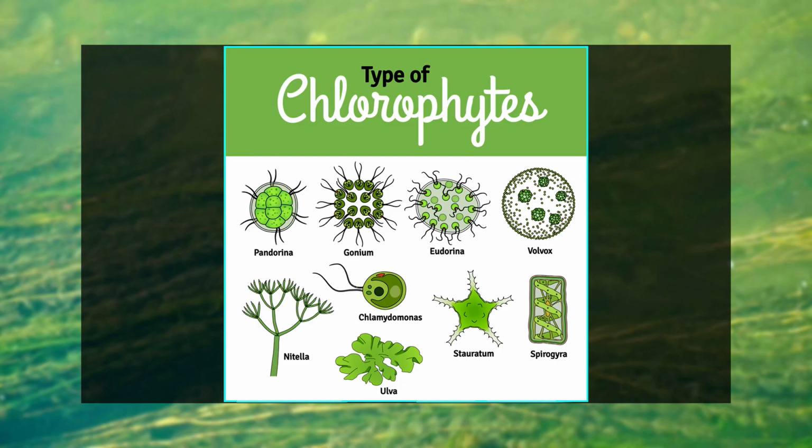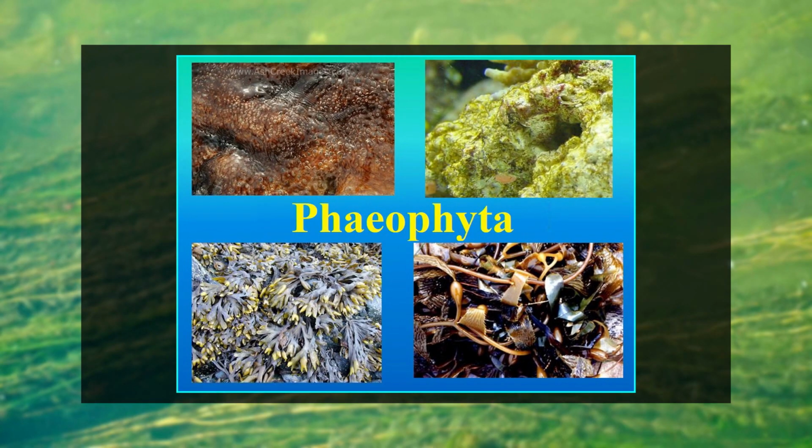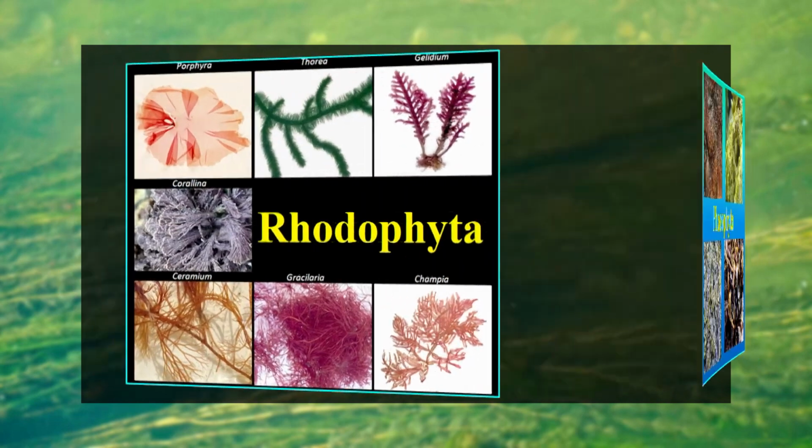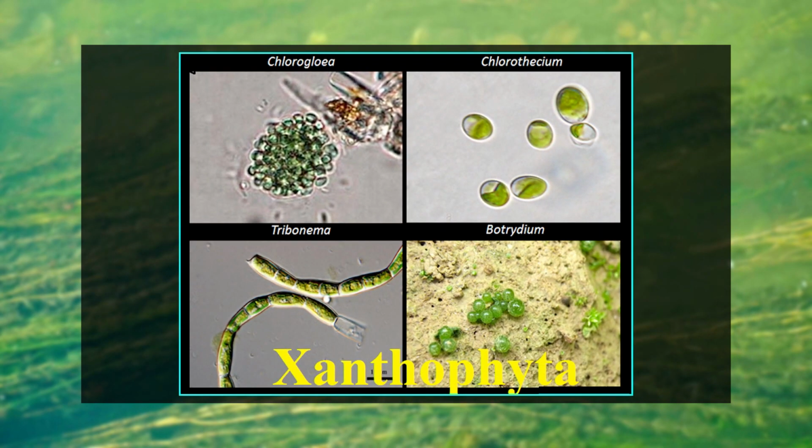Some have A and B, we call them Chlorophyta. Some have A and C, they are grouped as Phaeophyta. Some have A and D, they are grouped as Rhodophyta. Some have A and E, they are grouped as Xanthophyta. So chlorophyll is one criterion for classifying algae.